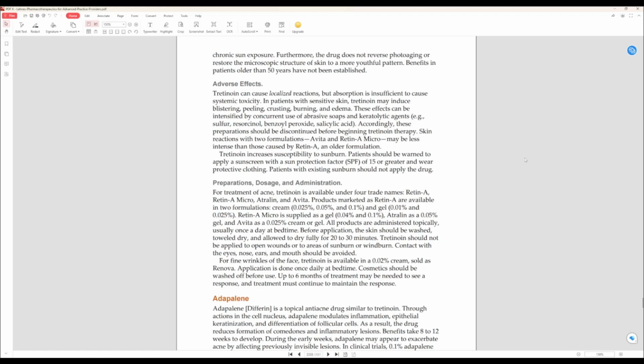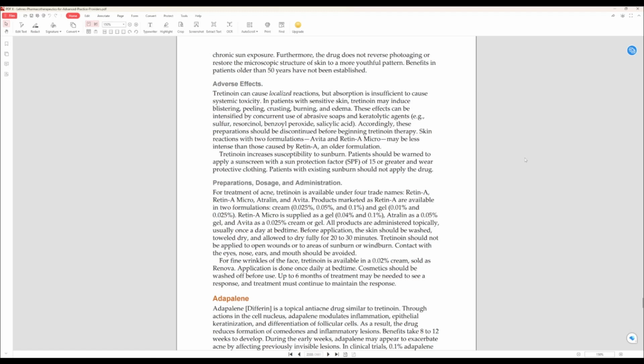All products are administered topically, usually once a day at bedtime. Before application, the skin should be washed, towel dried, and allowed to dry fully for 20 to 30 minutes. Tretinoin should not be applied to any open wounds or to areas of sunburn or windburn. Contact with the eyes, nose, ears, and mouth needs to be avoided.